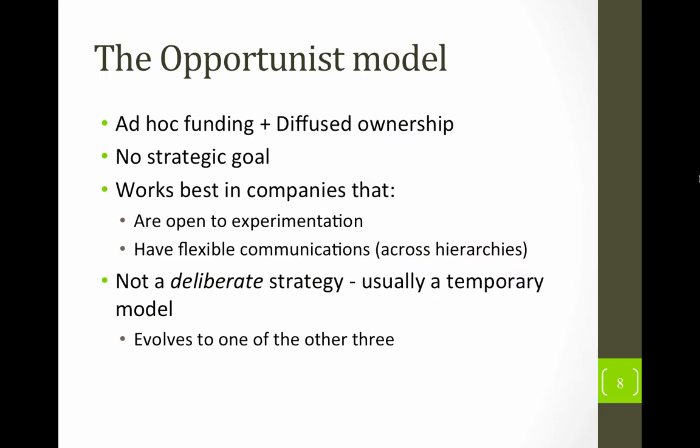First of all, the opportunist model, which is often where businesses start out on their journey of being more entrepreneurial. So it's ad hoc. In other words, somebody comes up with a good idea and has to negotiate for the resources. So there's no strategy of entrepreneurship. In order for this to work, there has to be a certain amount of flexibility and openness to experimentation, which means also openness to failure. So it's not a deliberate strategy, and if it's successful, then it can well lead to one of the other models because people start to see the benefits.